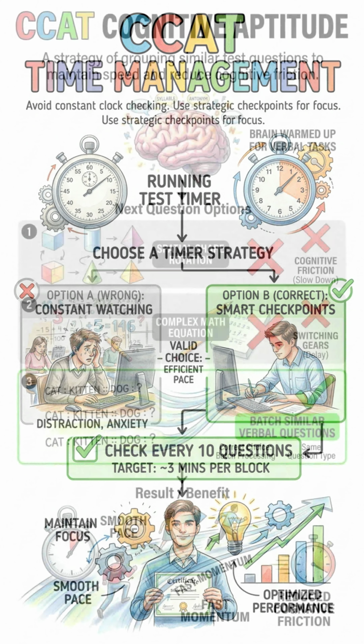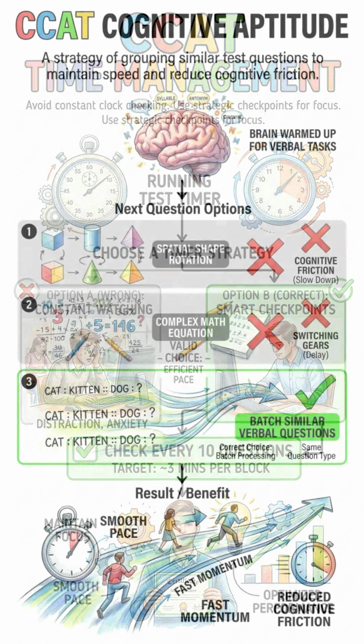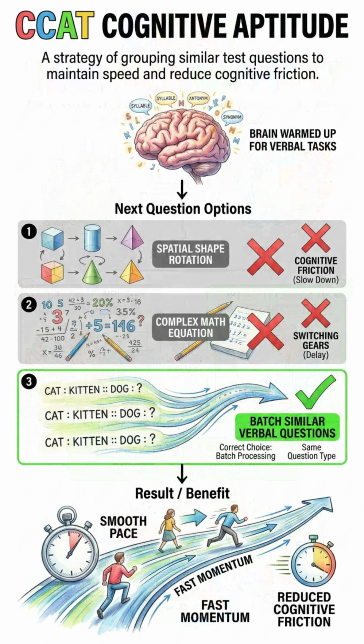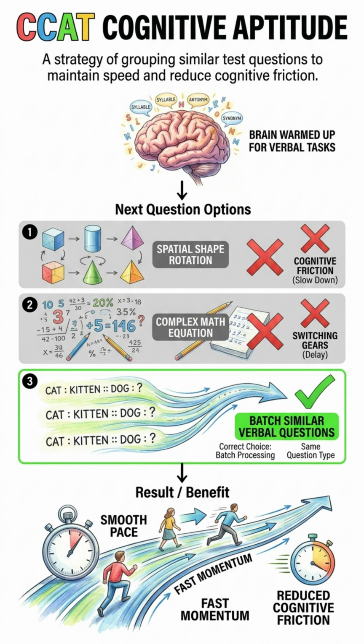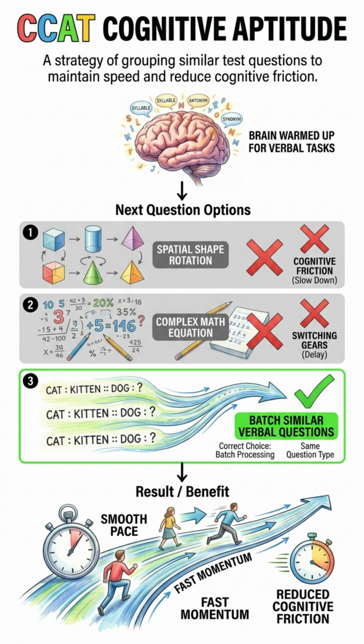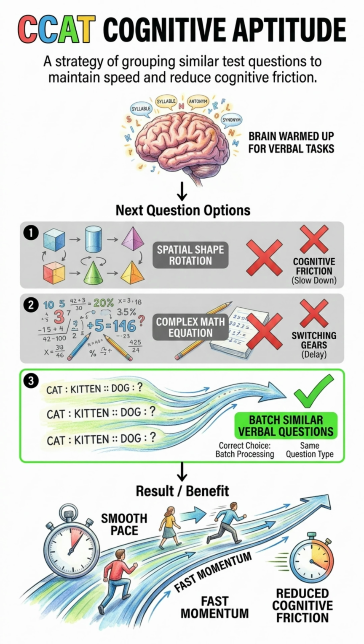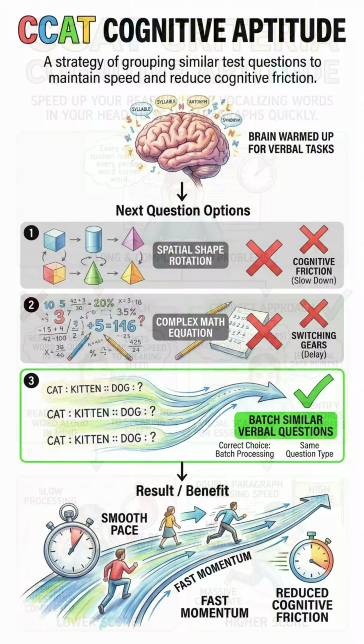You can also leverage the predictable structure of the CCAT to group similar questions together in your mind, which reduces cognitive friction. The brain takes a few seconds to switch gears from a spatial shape rotation task to a complex math equation. When you encounter a series of verbal analogies, try to answer them quickly in a batch while your brain is already warmed up for language processing. Embracing the rhythm of the question types helps you maintain a smooth, fast-paced momentum throughout the 15 minutes.